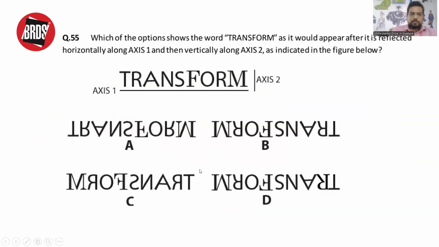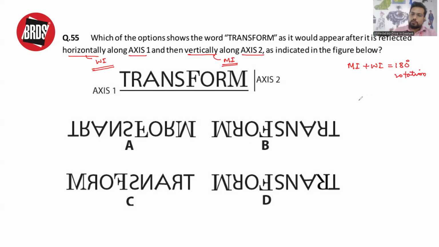Moving ahead to the next one, question number 55. Which of the options shows the word transform as it would appear after it is reflected, first of all, horizontally along axis 1 and vertically along axis 2? Basically, this is asking us to form the water image, and this is asking us to form the mirror image. Always remember, if both the mirror image and the water image are performed onto the element, that is basically a 180-degree rotation.